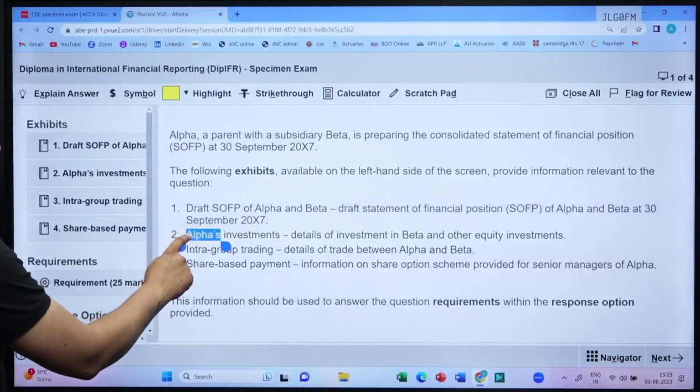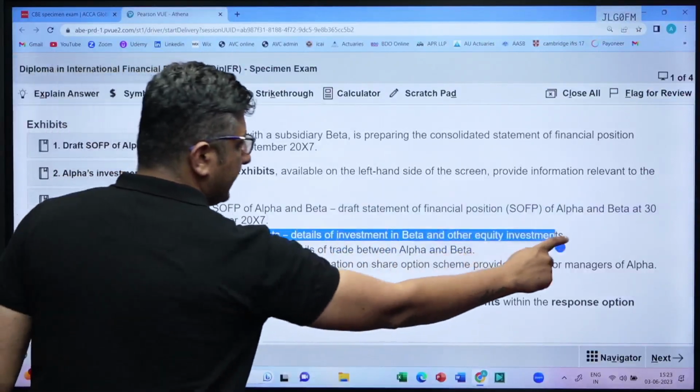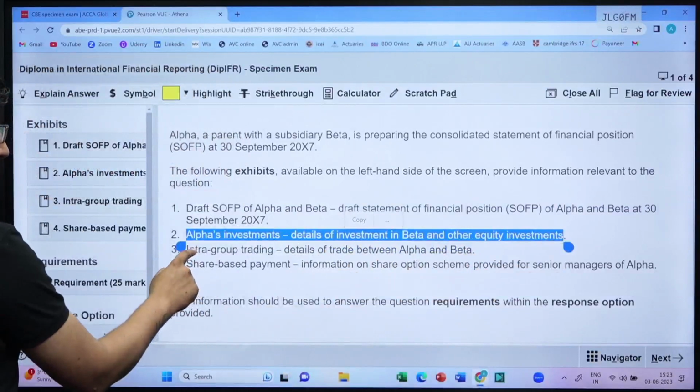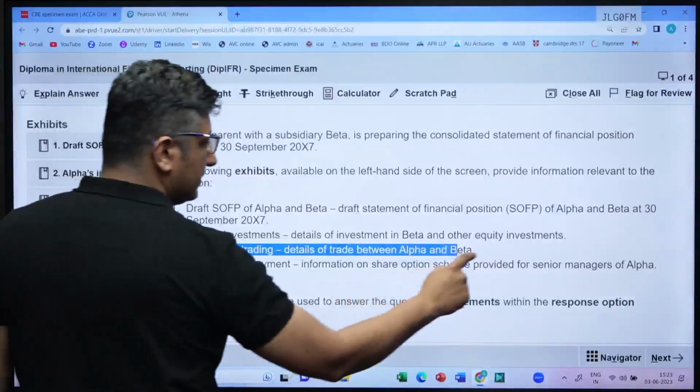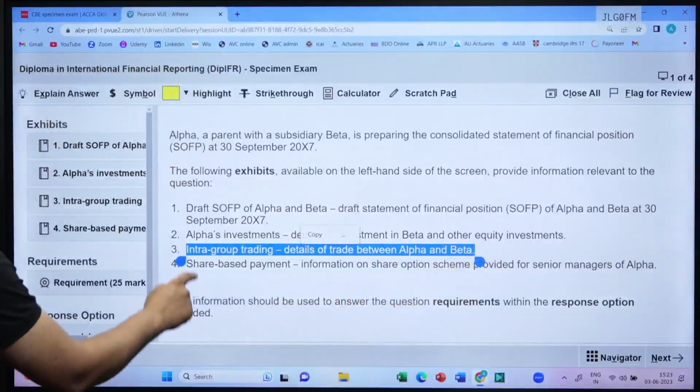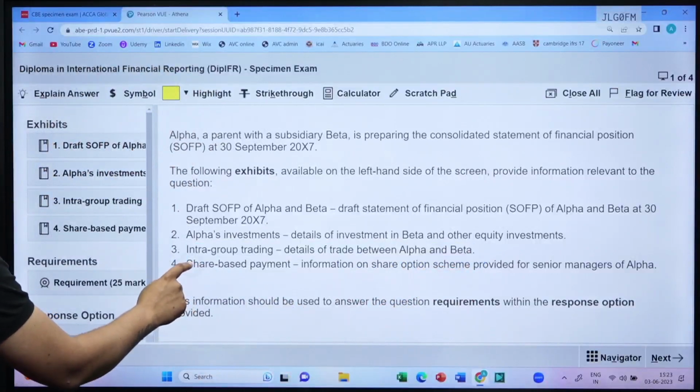Alpha's investments, what investments Alpha has made into Beta or some other entities probably. There is some intra-group trading. There are some transactions between Alpha and Beta. And there is something to do with share-based payments.